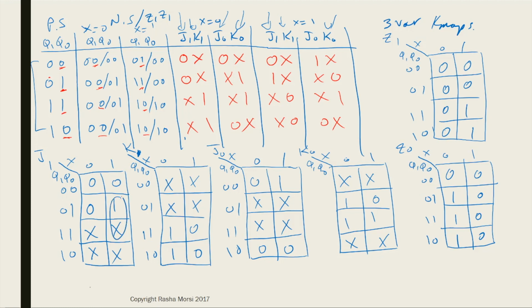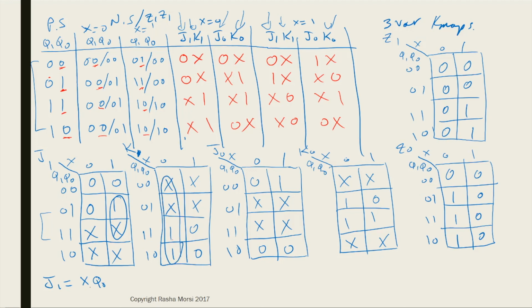Now the next step is to group. So we look at J1, we'll group the one with the don't care, and that is going to give us J1 is equal to X and Q0. And the reason we say Q0 is because when we look on the side, we see that Q1 is changing, so we throw it out. Q0 stays constant at a 1, so we keep it as Q0. So remember, you always throw out what's changing and keep what's constant.